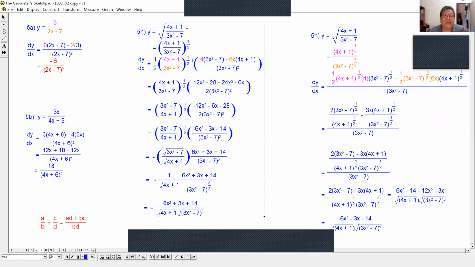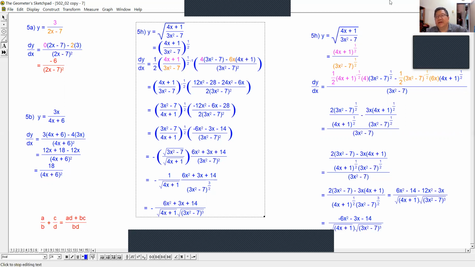Square root of 4x plus 1 over 3x squared minus 7. You can treat the whole thing as a composite function because this whole thing is raised to the power of half. So when you want to differentiate, you have to differentiate the composite function first.